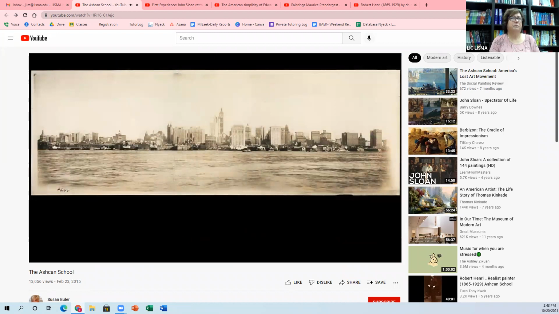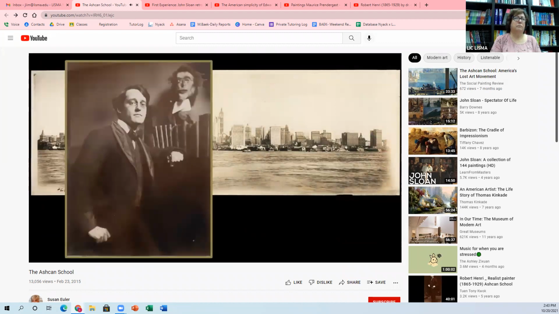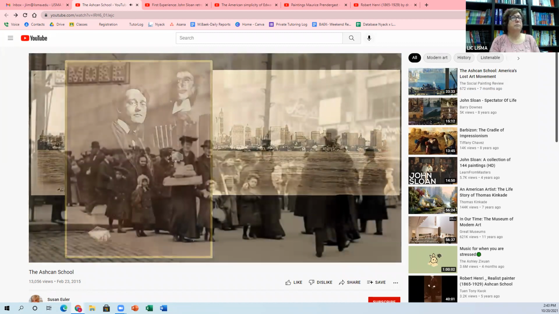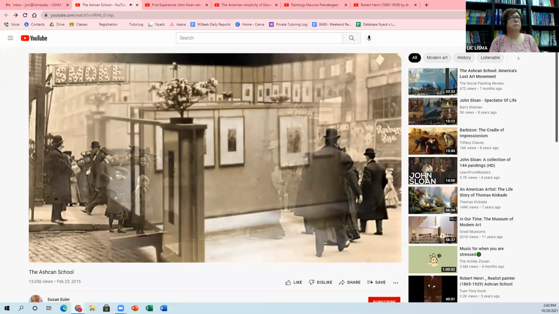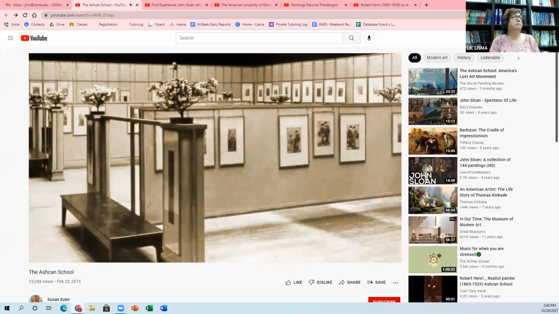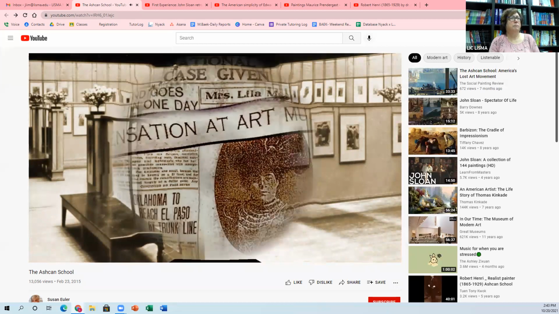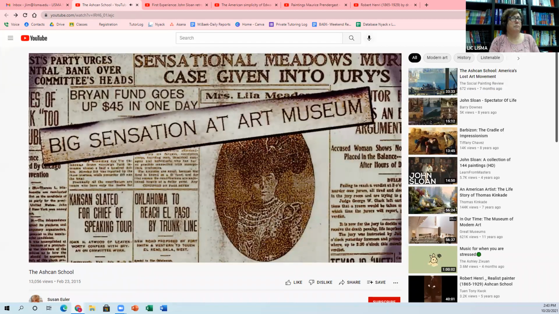The show was very successful, and after it closed in New York, John Sloan arranged for it to tour to 7 more cities, including Chicago and Cincinnati, where it drew large and enthusiastic crowds. One Ohio newspaper ran a headline that read, "Big Sensation at Art Museum." And so it was. Ashcan art was a hit, and sales and opportunities for additional shows greatly increased.